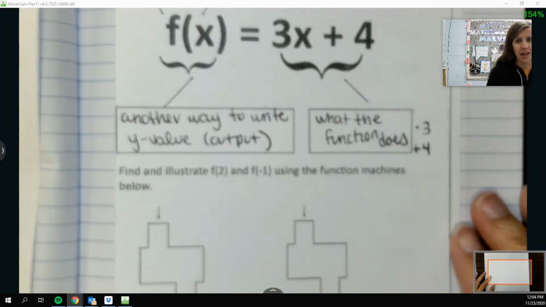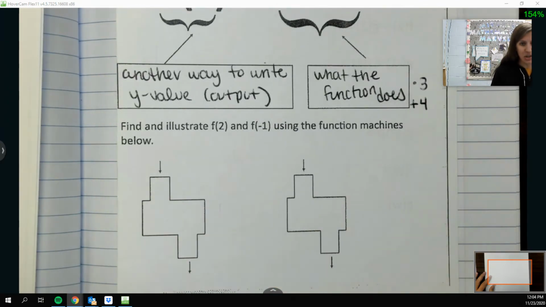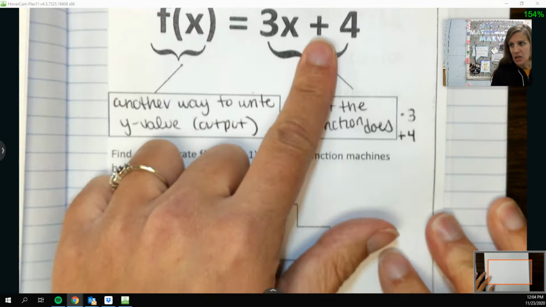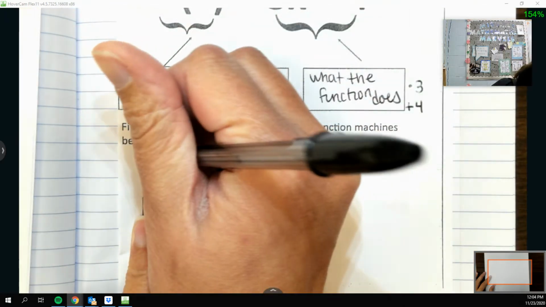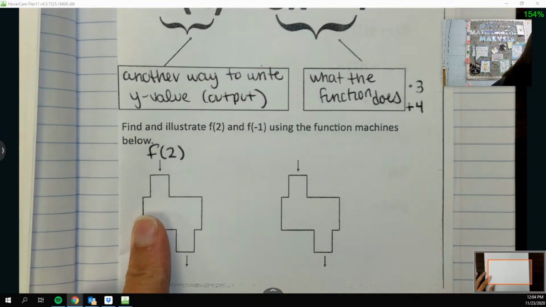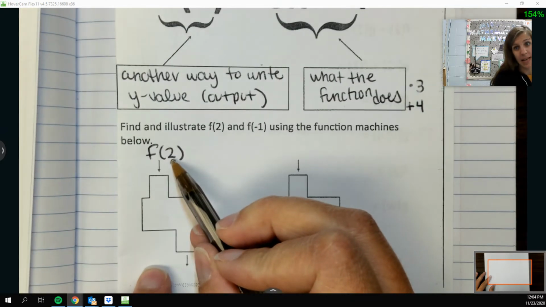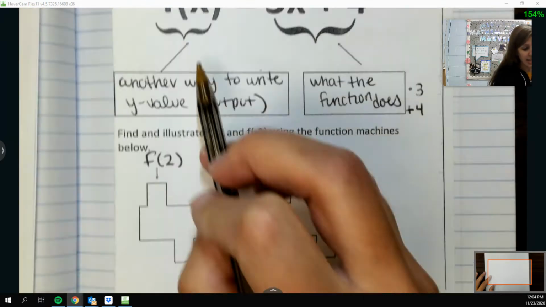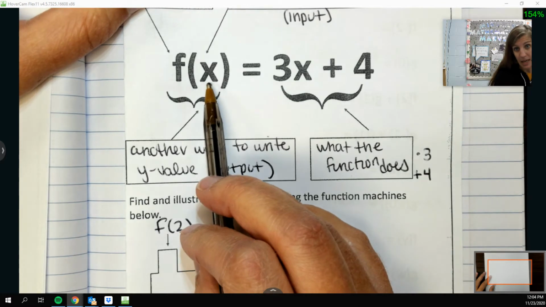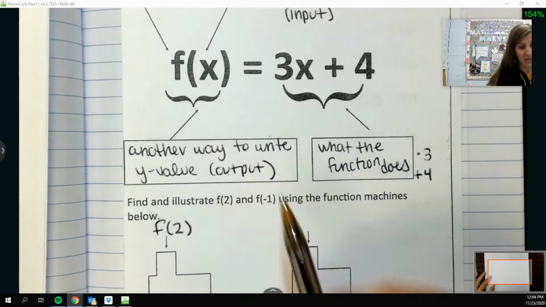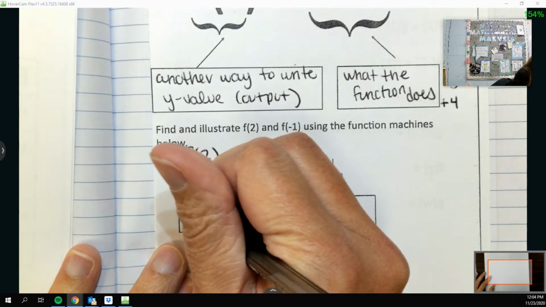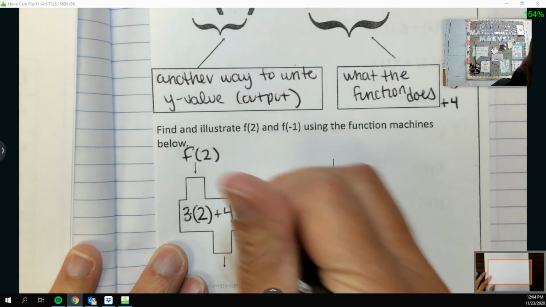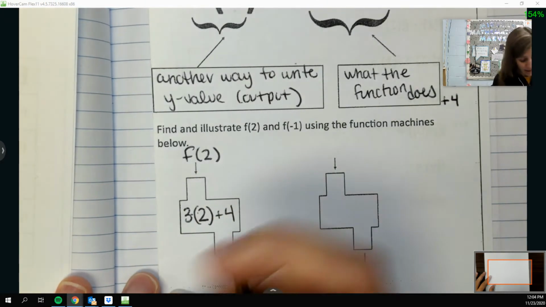So again, if we think of it like a machine, say these are our little machines down here. Again, this function up here multiplies by 3, adds 4. So if I were to take f of 2, this is showing me that I'm going to put 2 into my function. So it is being put in place of x. So 2 is your x value. And when I put it in, what this function does is multiply by 3 and then add 4. And so if I do that, I get 10.